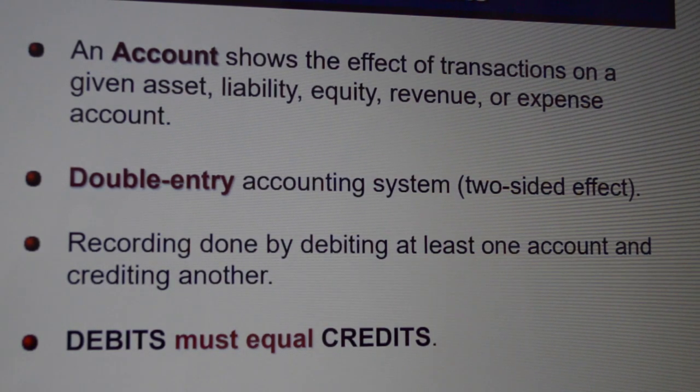The accounting is all about debits and credits. An account shows the effect of transactions on given asset, liability, equity, revenue, or expense account. Double entry accounting system means two-sided effect. The equation always has to be in balance, and the equation is assets equal liability plus owner's equity. Recording is done by debiting at least one account and crediting another. The debits must always be equal to credits.